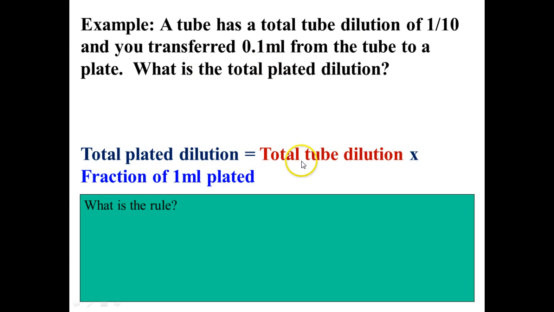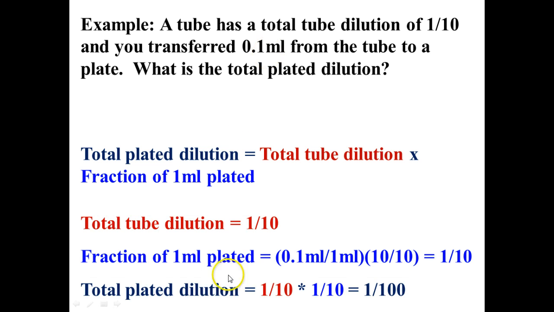So remember the rule. The total tube dilution, which is 1/10, times the fraction of the 1 milliliter plated. So what fraction of 1 milliliter? 0.1, which is 1/10 of a mil. 0.1/1 times 10 will actually give you the same thing, just moving the decimal place over, basically. But it's 1/10 times 1/10 like you see here.